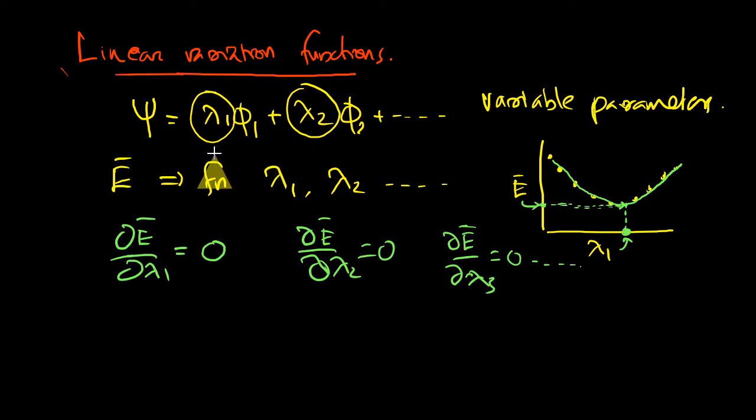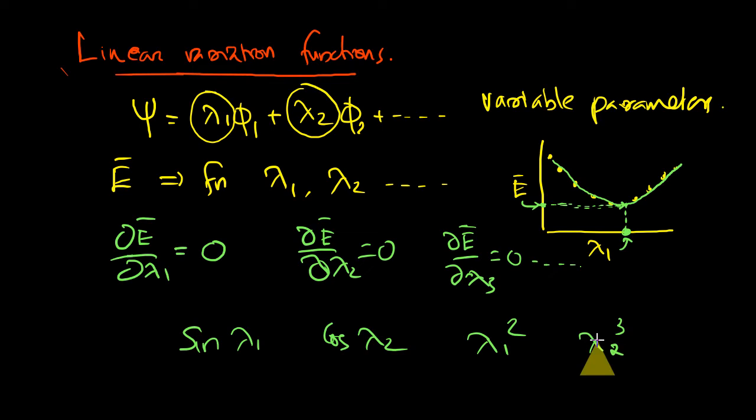And these will be appearing as such, like lambda 1, lambda 2, etc. Not like sine lambda 1 or cos lambda 2 or lambda 1 square or lambda 2 cube. Not like this, right? It is merely appearing like lambda 1, lambda 2, etc. And these type of functions are called linear variation functions.